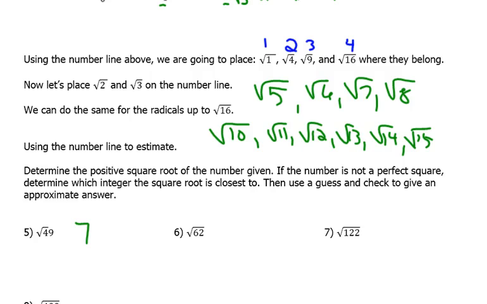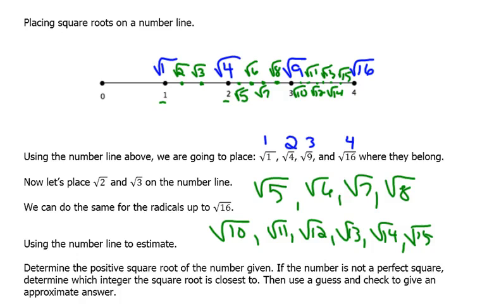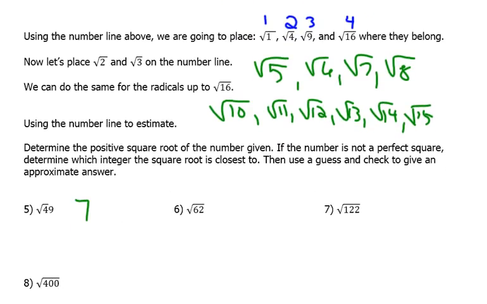Now, square root of 62. If you go back to your list over here, square root of 62 is not on my list. But 62 is pretty close to the square root of 64. Right? 62 is pretty close to 64, which means the square root of 62 is close to 8, because the square root of 64 is 8. So I'm using these to help me. It's not going to be exactly 8, but it's going to be pretty close.